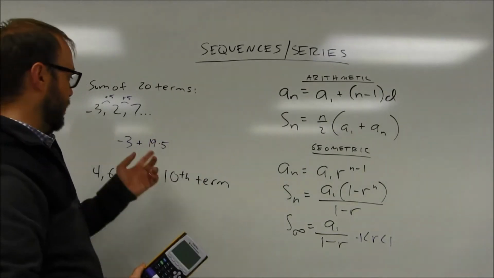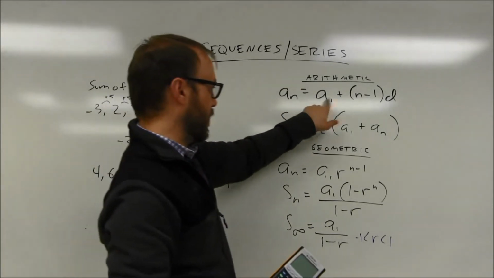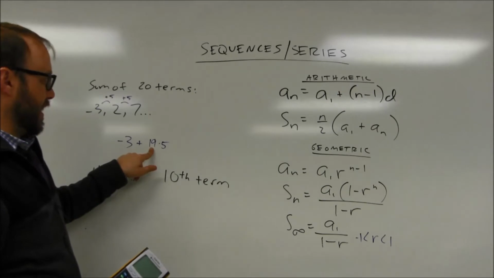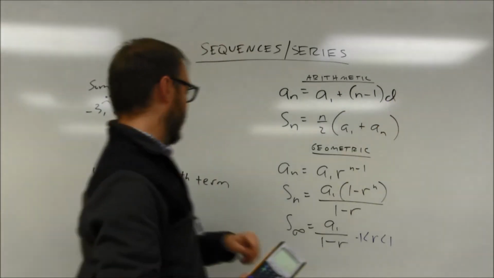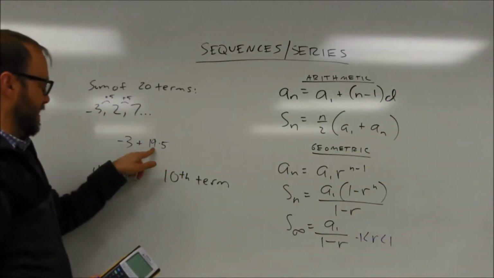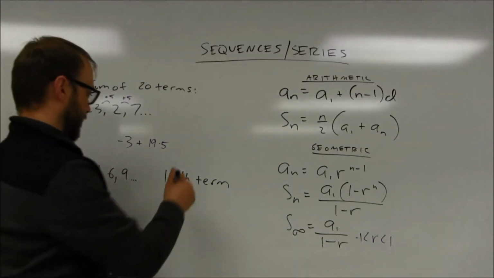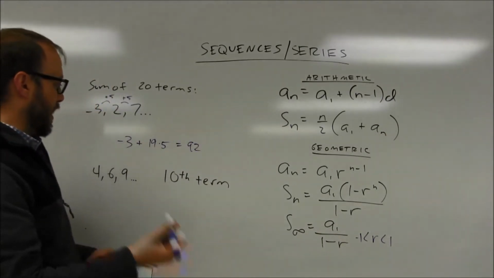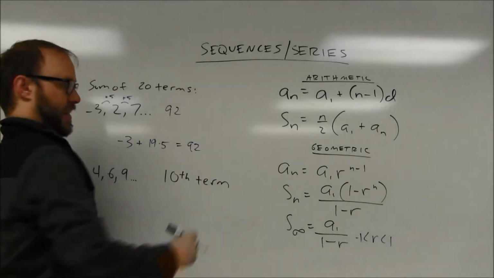And notice, by the way, that's what the formula says. Take the first term, plus one less than the number of terms you want. That's 19 times the common difference, okay? 5 times 19 is 95. 95 plus negative 3 is 92, okay? So my 20th term here is going to end up being 92.